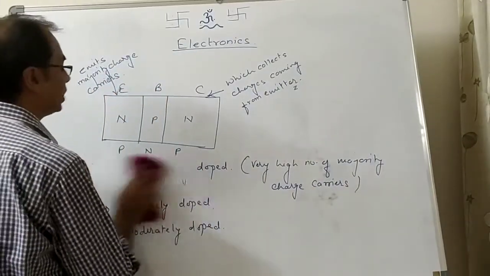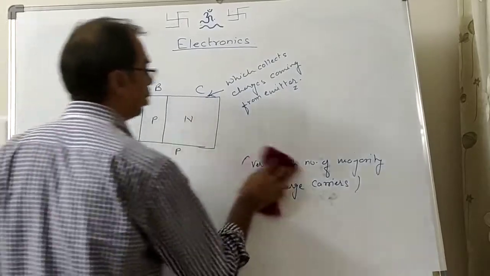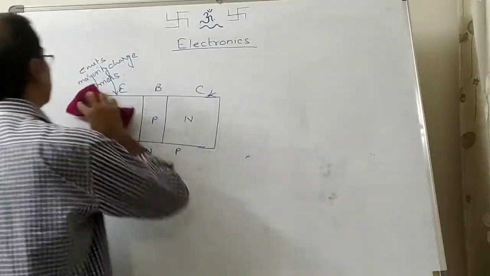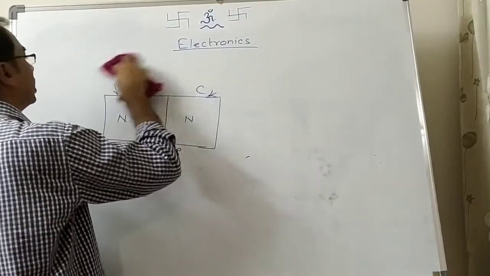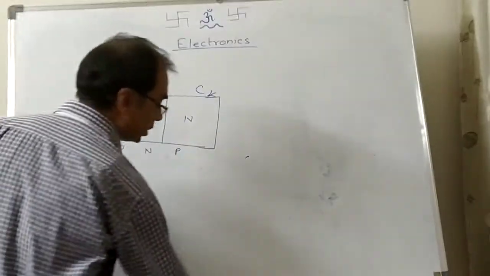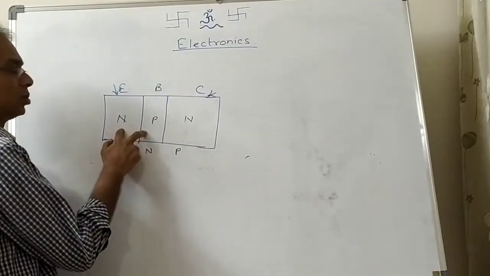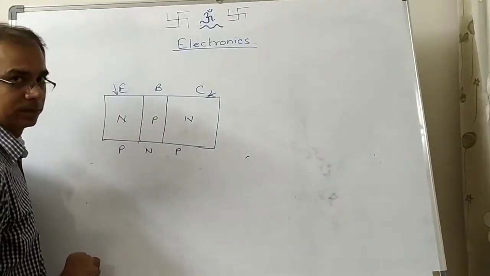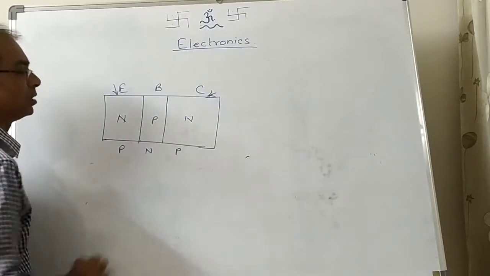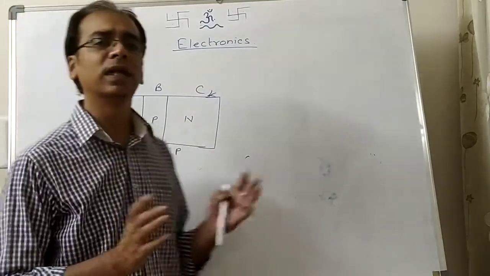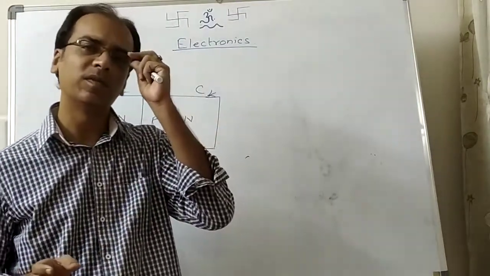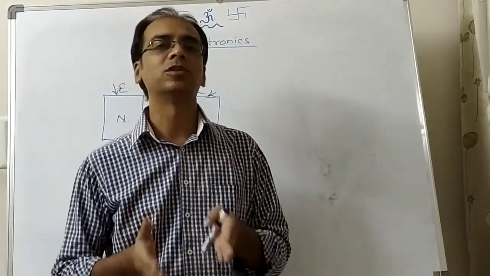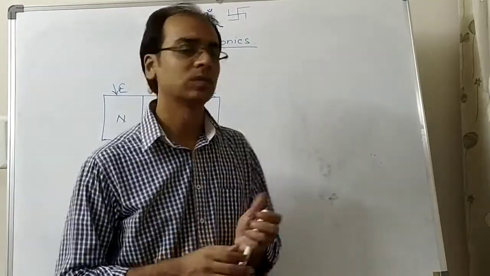Now, let's see how they operate. Whether we say PNP or NPN, we see two junctions in this. One junction is between emitter and base, and there is one junction between base and collector. Right or not? We have studied that whenever P and N type semiconductors are mixed, there is a formation of depletion layer. Correct or not? Let's see what the depletion layer is.